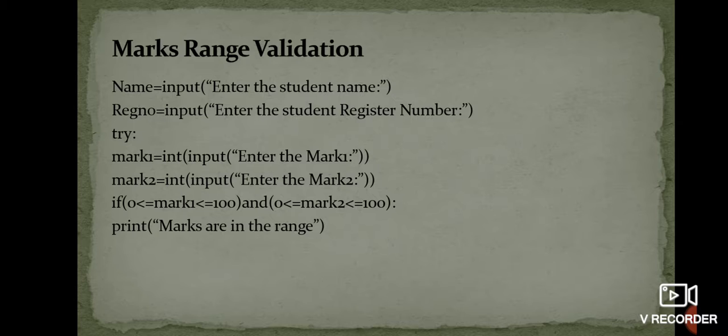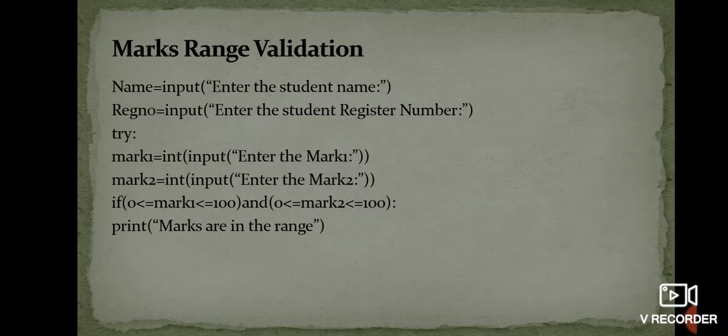In the try block, I am asking for mark 1. Since the mark will be the integer data type, I am writing mark 1 equal to int, input, "Enter the mark 1." Next, I am asking the second mark. The second mark is also the integer data type. So mark 2 equal to int, input, "Enter the mark 2."